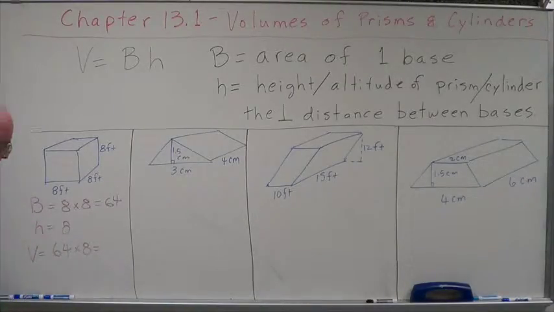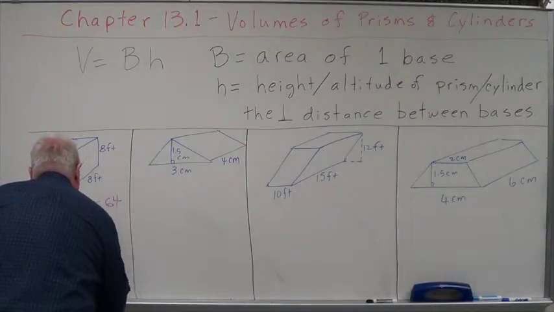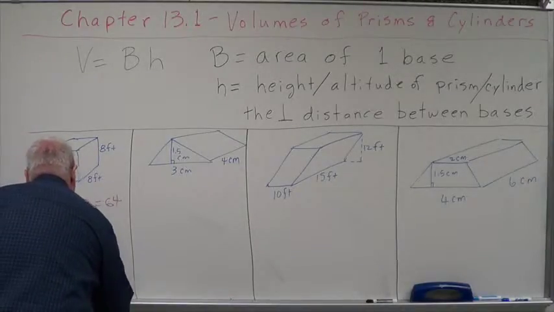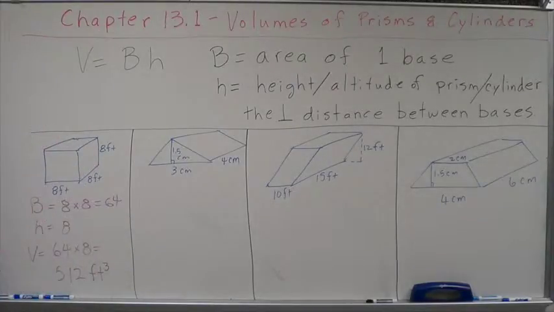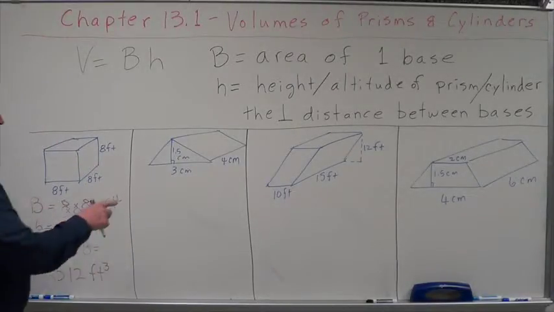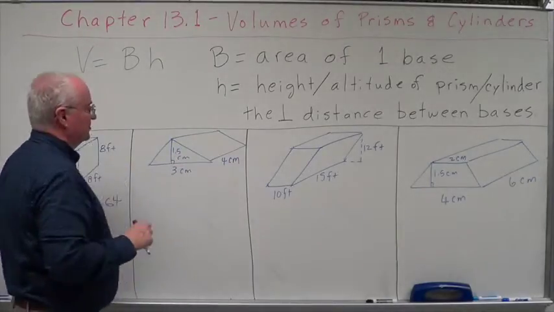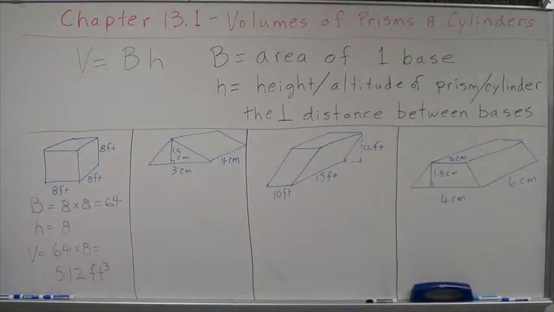Oh, I'm sorry. I was wrong. It is 512 feet cubed. Okay? That was fairly simple. Now we have a triangular pyramid. The bases are triangles. Comes from the name, okay?